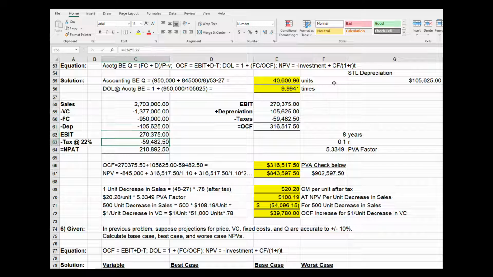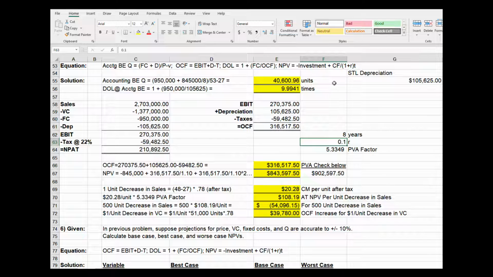$270,375. My taxes at 22% of that are $59,482.50, and my net income is $210,892.50. From that P&L, I can do the OCF. It's EBIT, $270,375, plus depreciation added back because it's a non-cash expense, 105,625, minus taxes of 59,482.50. I get an OCF for this project of 316,517.50. That OCF will come in every year for 8 years.